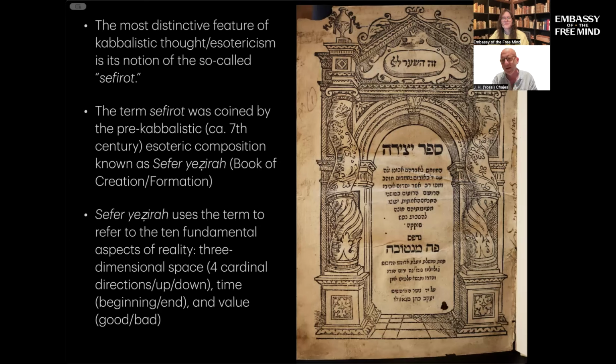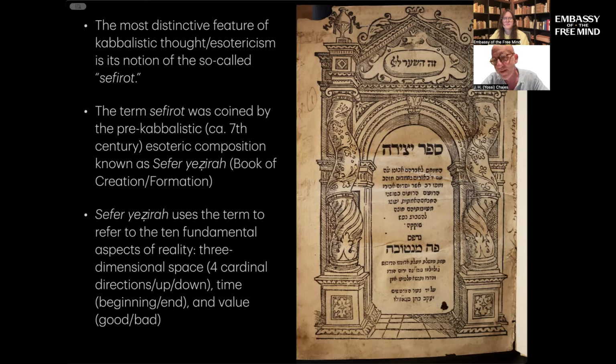And those 3 things are space, time, and value. 3-dimensional space, the 4 cardinal directions, up and down, that's 6 right there. Time is called in Sefer Yetzirah Omek Reshit and Omek Acharit, which means you might say the vector of the beginning and the vector of the end. So that basically is some timeline of past to future.